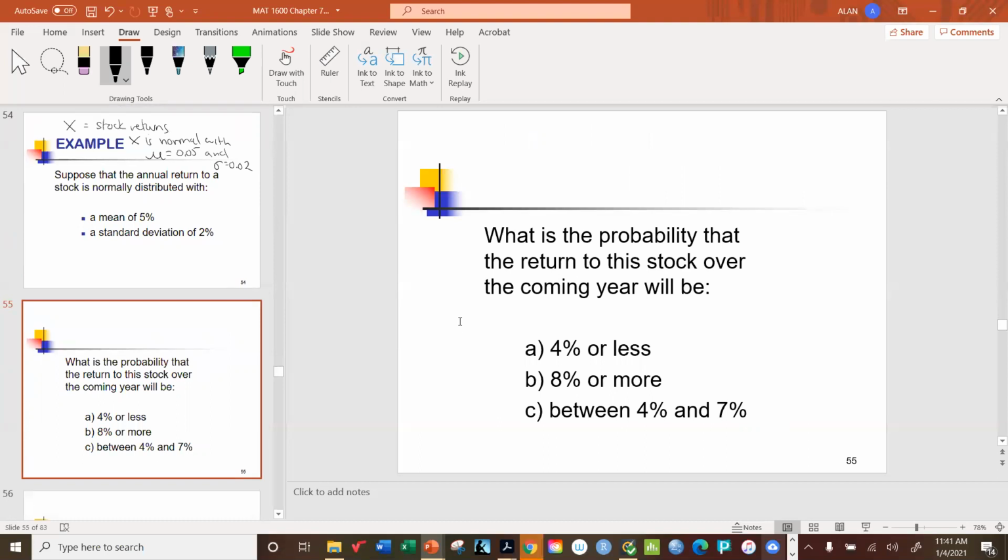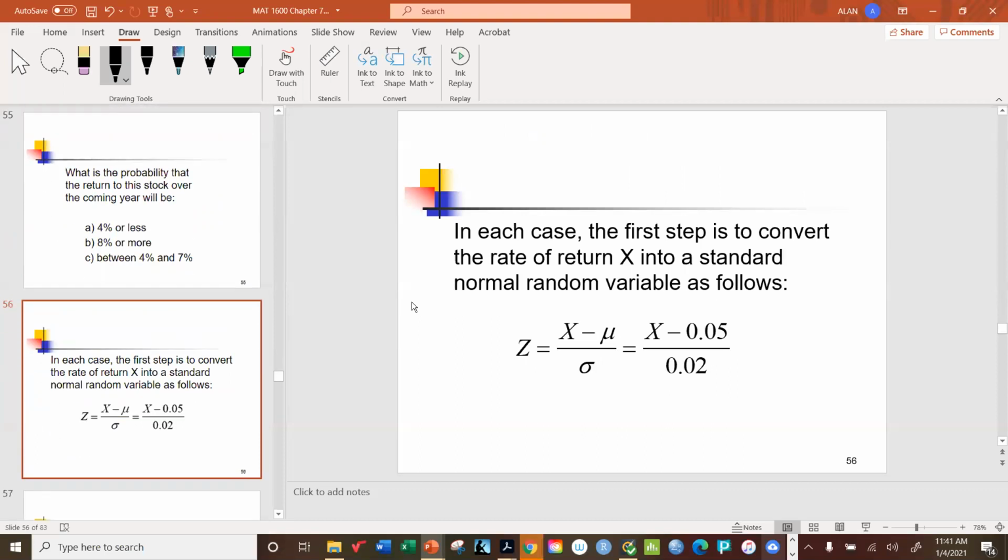Oh, well, we're going to ask the following three questions. What's the probability that the return of the stock over the coming year will be A, 4% or less, B, 8% or more, and C, between 4 and 7%? Okay, so let's start with A. So we're looking for this probability.